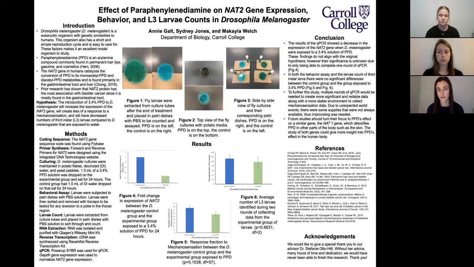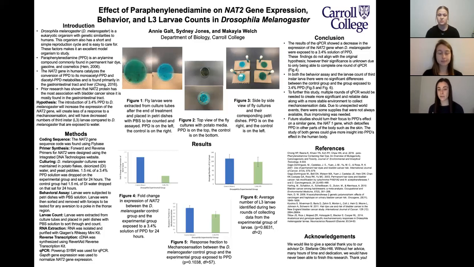living flies in there. In figure 2, this is a top view of our actual cultures before we put them in the Petri dishes. So on the top is the PPD and on the bottom is just the water. And once again, you can see that discrepancy in the color. The culture that was exposed to the PPD is much darker and actually dyed everything in there.